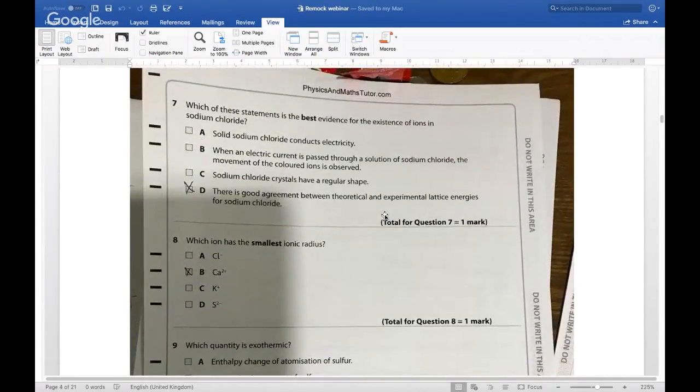Statement, best evidence for existence of ions. Solid sodium chloride doesn't conduct electricity. When the electric current is passed through a solution of sodium chloride.